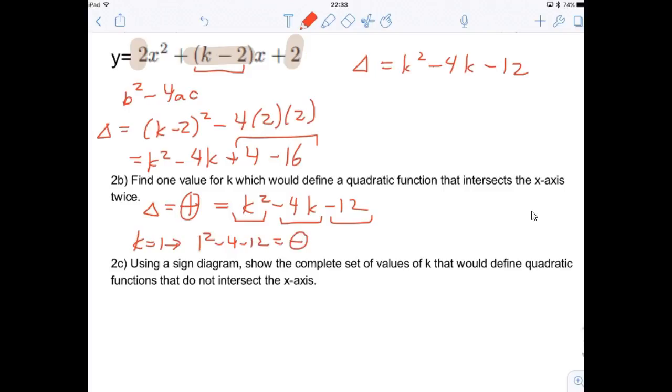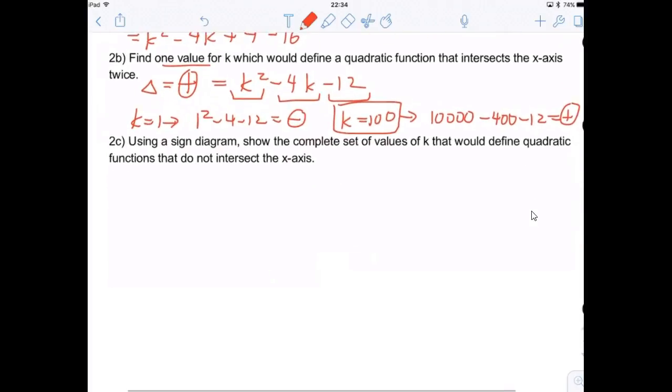So that failed. What if I put in a bigger number, like k equals 100? Well, then I'm going to get 100 squared, which is like 10,000, right? And then I'm going to subtract 400, which is pretty small, and I'm going to subtract 12, which is pretty small. The resulting discriminant is a positive number. So my one value of k, which would make the quadratic function intersect the x-axis twice, is k equals 100.